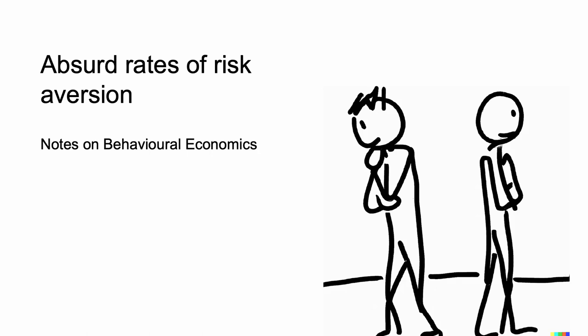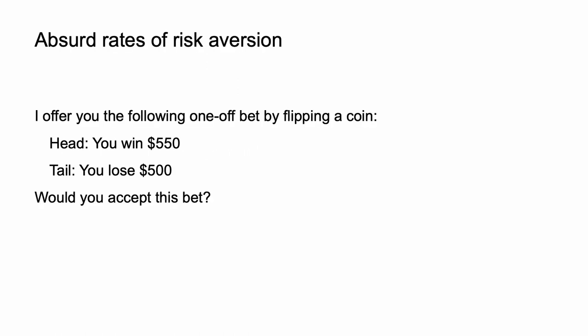An important anomaly in expected utility theory concerns the level of risk aversion required to explain observed behavior. Consider the following one-off bet involving the flip of a coin. Heads, you win $550. Tails, you lose $500. Would you accept this bet?